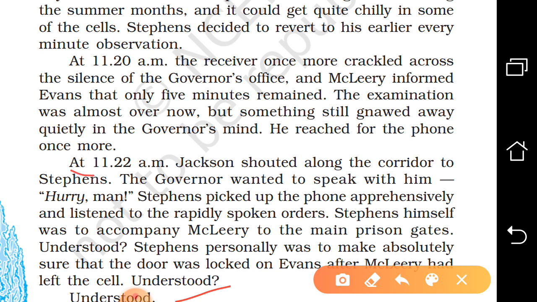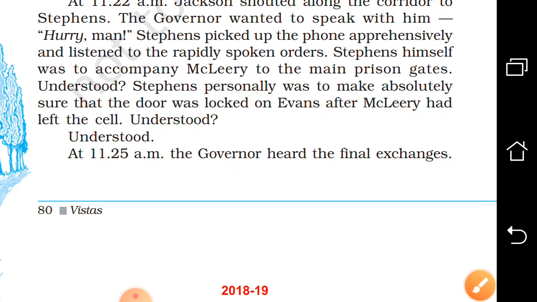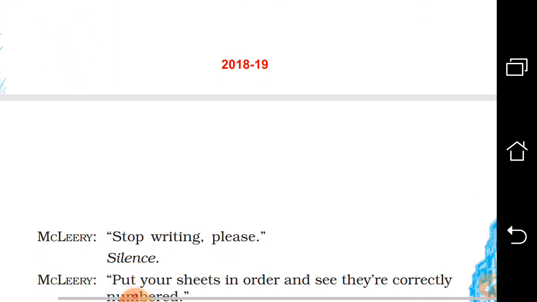So this is the instruction that Stephen received on the phone call. Actually, at 11:22 there was a call, and Jackson shouted through the corridor to Stephen to attend the call from the governor. Then what was the instruction that he received from the governor? That he himself should accompany McCleary to the main prison gate. Not only that, he should lock Evans' cell. Is it clear? Yes. Understood, he said. At 11:25 a.m., the governor heard the final exchanges.